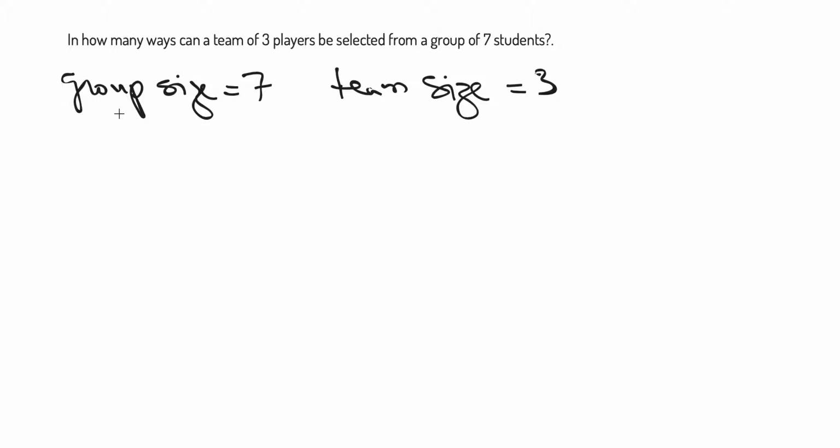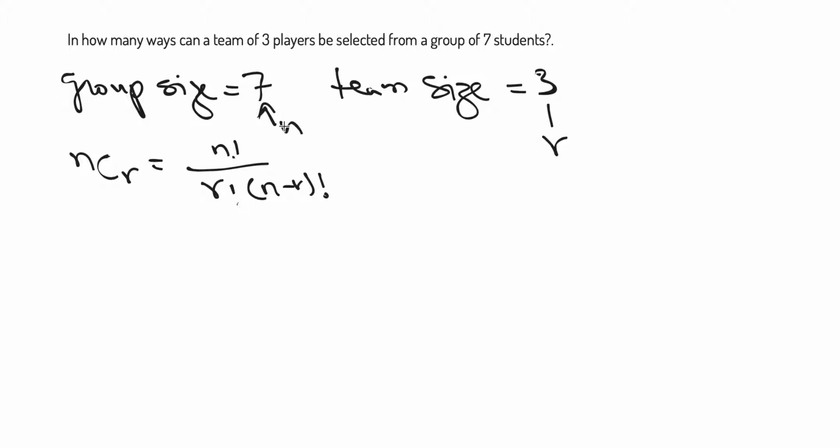That means this is a combination, not a permutation. So we use the combination formula, which is nCr, and that is factorial n divided by factorial r and n minus r. And here n is our group size, so this is our n and this is our r. They are looking different, so that's good.